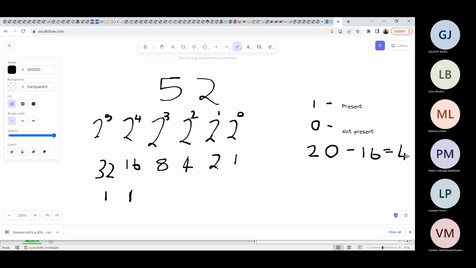Now with the 4, 4 is not bigger than 8. 8 is bigger than 4. So we're not going to use this bit here. We're going to turn it into a 0.